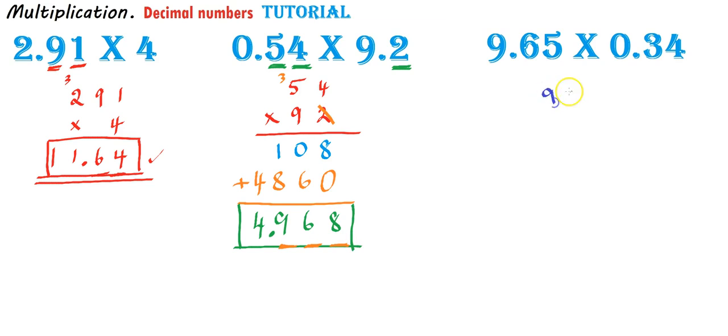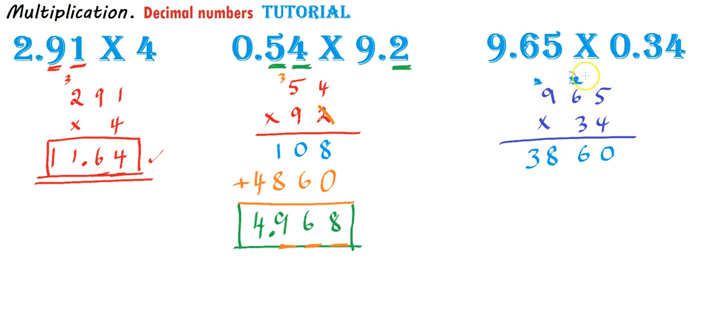Same for the last one. I go 965 times 34. And now 4 times 5 is 20. 4 times 6 is 24, 25, 26. 6 goes here, 2 gets carried over. 4 times 9 is 36, plus 2, 38.